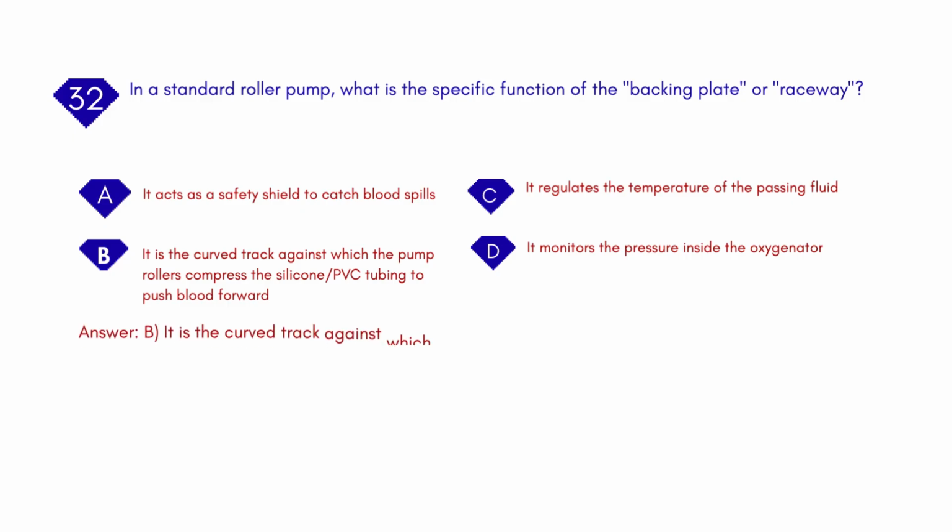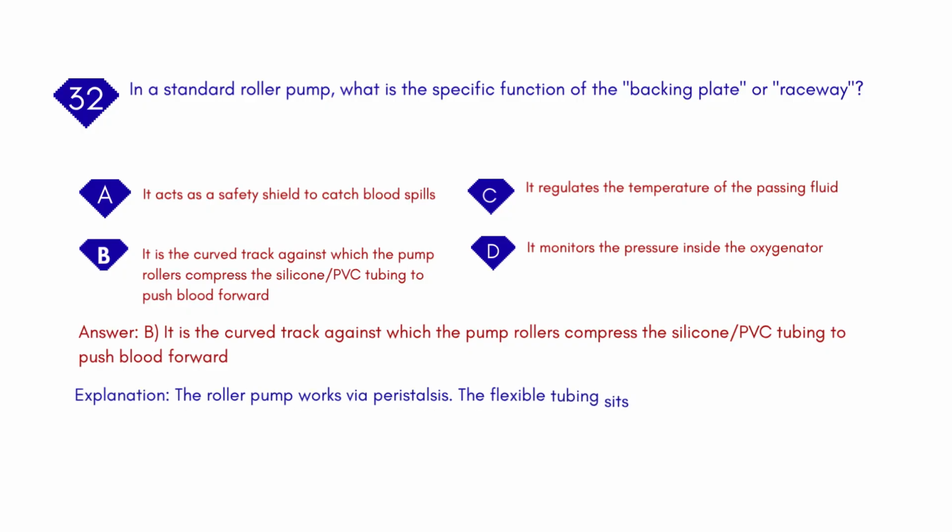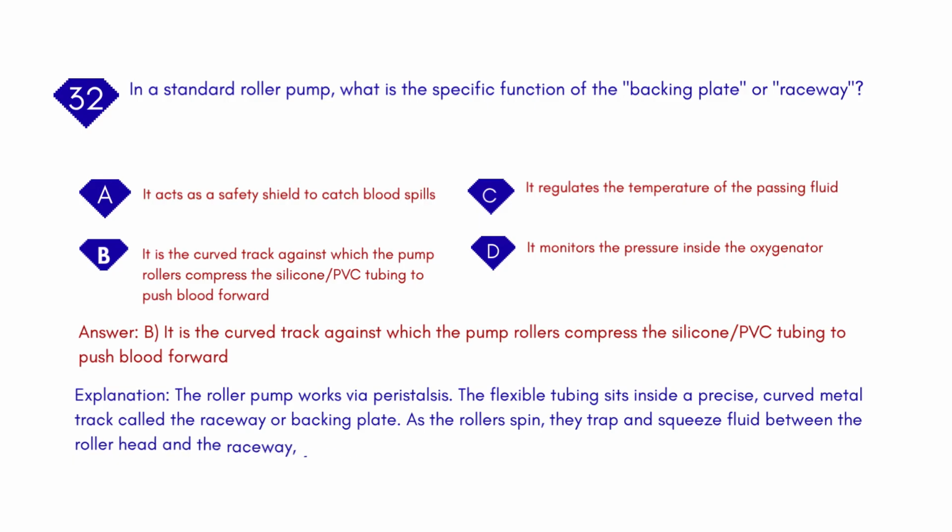Answer. B. It is the curved track against which the pump rollers compress the silicone/PVC tubing to push blood forward. Explanation. The roller pump works via peristalsis. The flexible tubing sits inside a precise, curved metal track called the raceway or backing plate. As the rollers spin, they trap and squeeze fluid between the roller head and the raceway, forcing it forward.